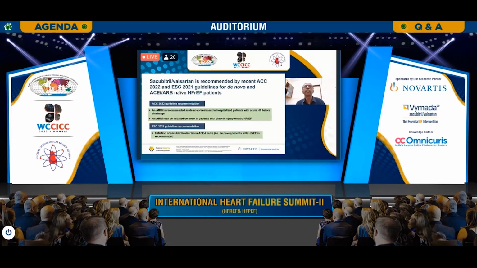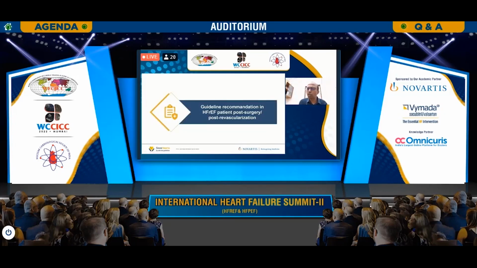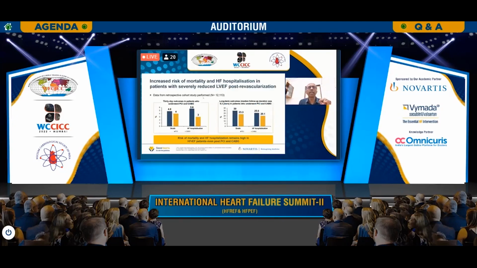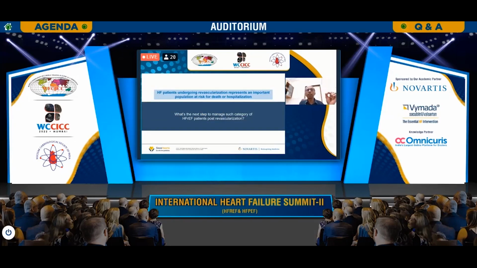So sacubitril/valsartan is now recommended for de novo heart failure patients who are ACE or ARB naive. That means who have never received ACE or ARB in their lifetime. What about post-PCI or post-CABG? We have a huge population of patients with post-PCI and post-CABG LV dysfunction heart failure. And these patients, again, if you treat them with GDMT, you can reduce their mortality. You can reduce their rehospitalization. So it is important to understand that even if revascularization has occurred, that doesn't mean that these patients should not receive GDMT if their ejection fraction is 35% or 40% or below. So heart failure patients undergoing revascularization represent an important population at risk of death.